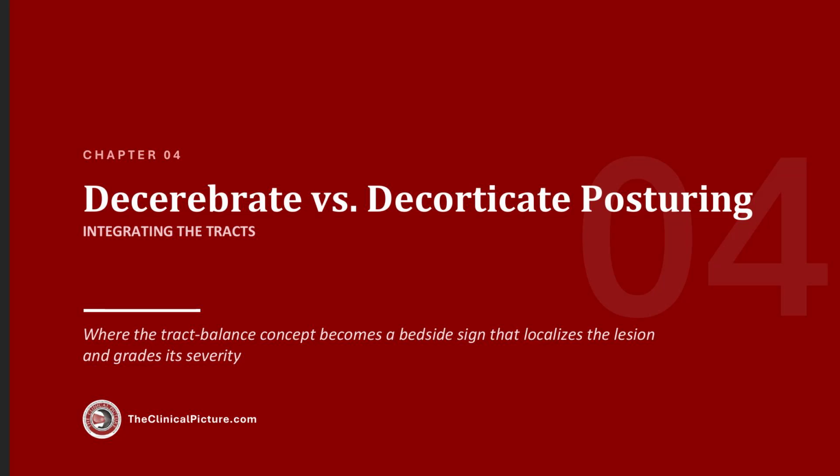This short chapter is where the anatomy becomes a bedside sign. Decorticate and decerebrate posturing are nothing more than the tract balance we just built, made visible in a comatose patient, and the level of the lesion relative to the red nucleus decides which posture you see. Learn this well. Posturing not only localizes the injury, it grades its severity, and its progression is one of the most ominous signs in clinical medicine.